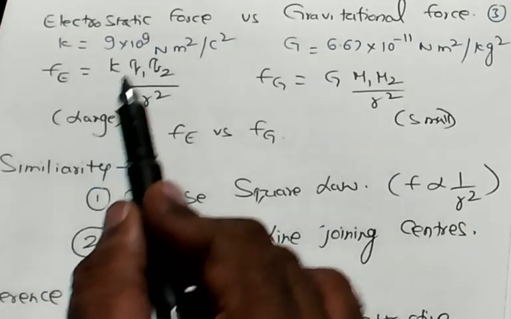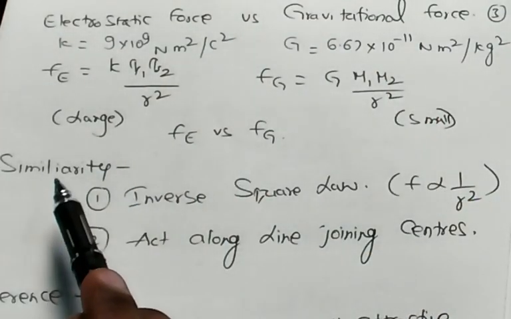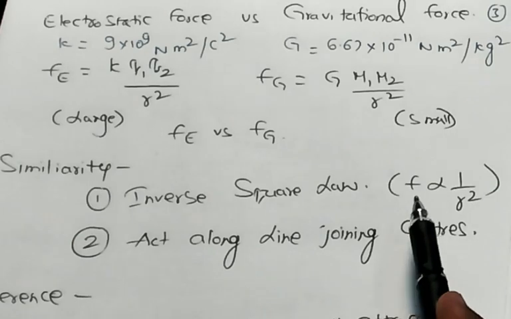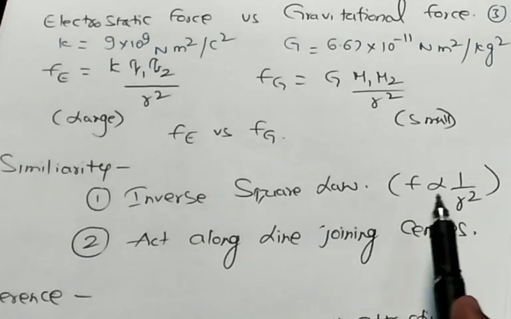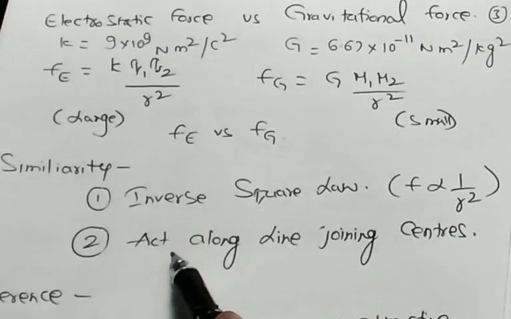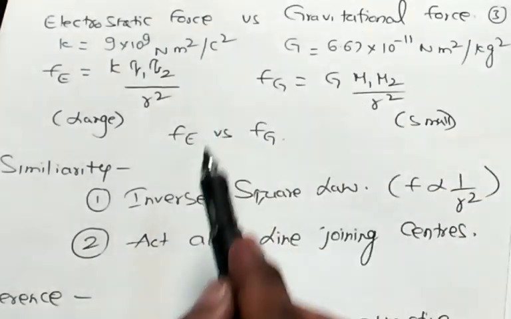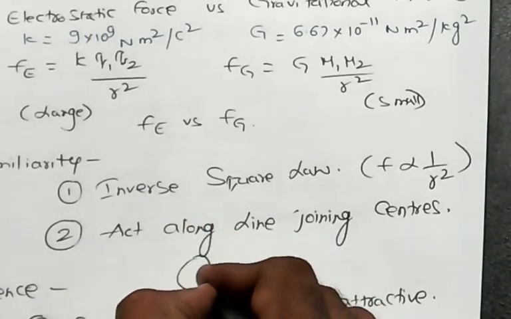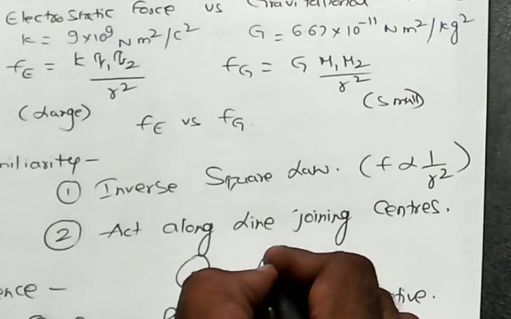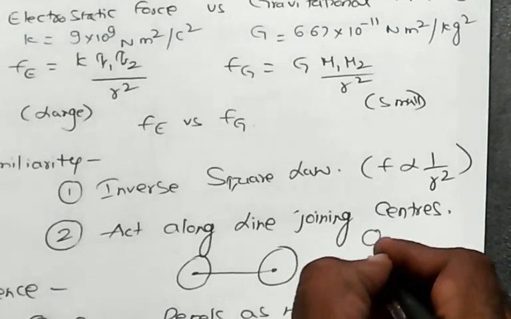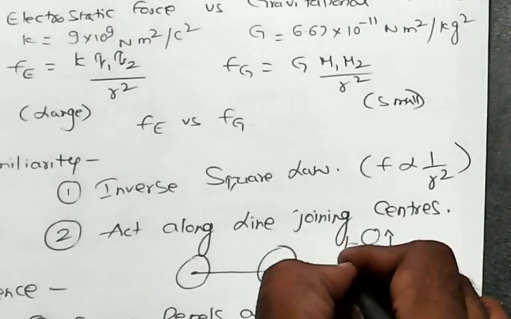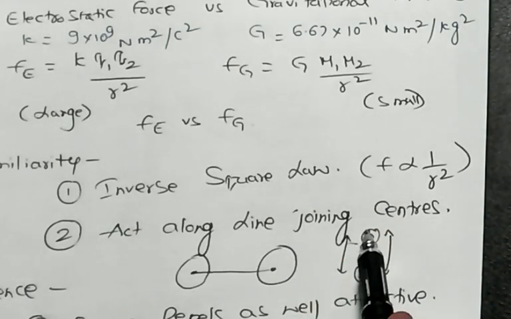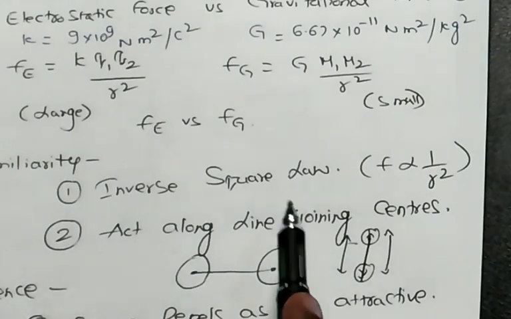Now, what is the similarity between electrostatic force and gravitational force? Similarity, number one, both of them obey the inverse square law. What is the inverse square law? F is proportional to 1 by R square is called the inverse square law. Then both the electrostatic force and the gravitational force act along the lines joining their centers. Let us say you have one mass, and you have another ball here. You have arranged it like this. So there is a gravitational force. Always the gravitational force will act along the line joining the centers. So that is the second similarity.